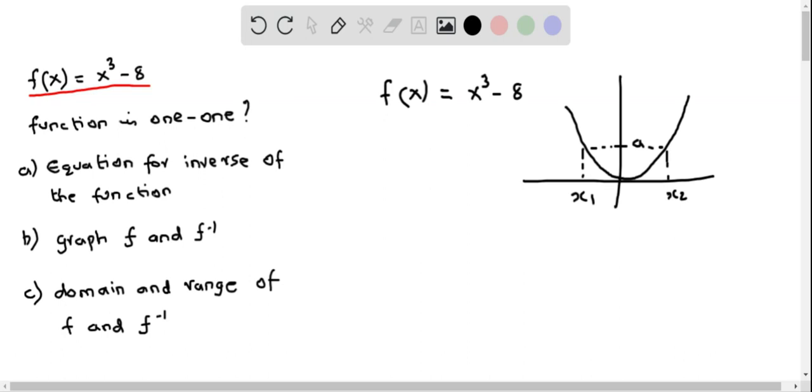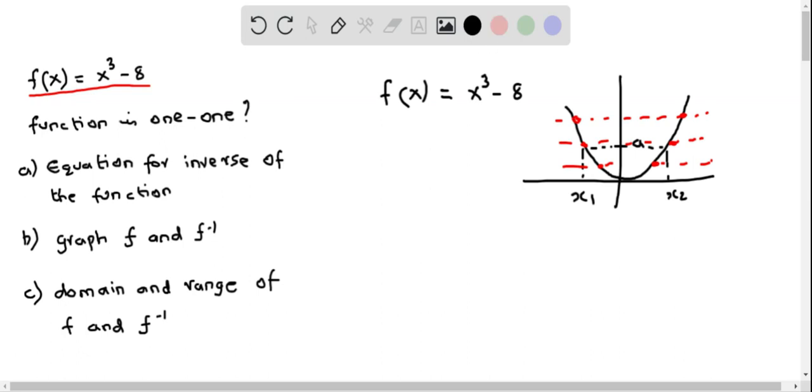So in other words, we can say that it should pass the horizontal line test. If I draw a virtual horizontal line like this, it does not pass the horizontal line test because every time it makes two intersections with the graph of f of x. So this is not a one-to-one function.